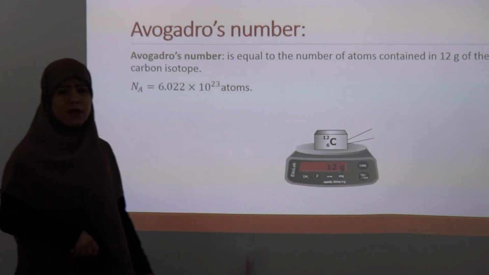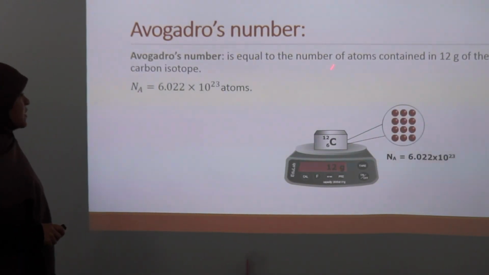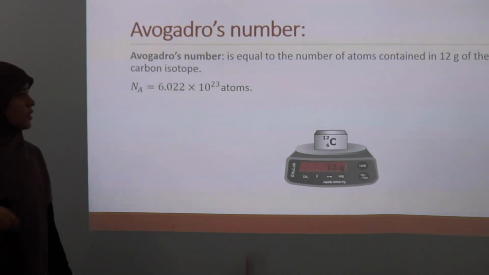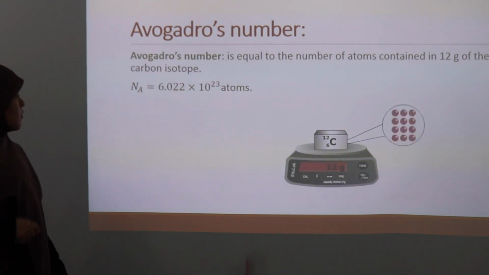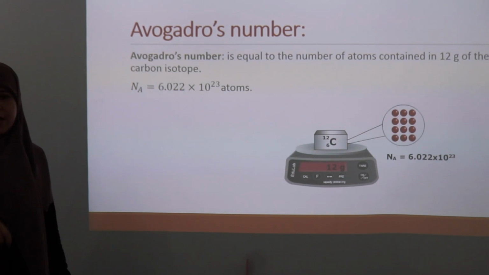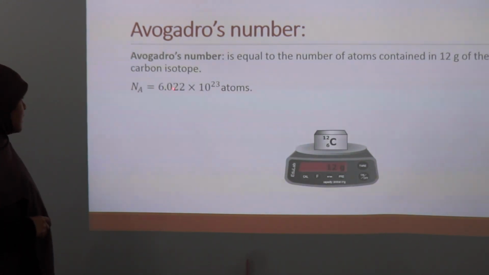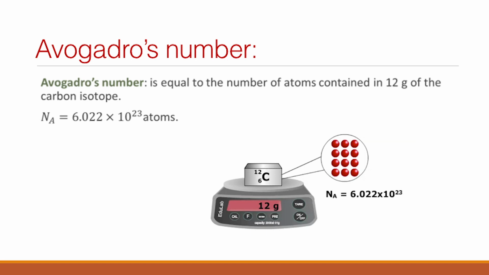Okay, Avogadro's number. Avogadro's number is equal to the number of atoms contained in 12 gram of the isotope of carbon, such that Na equals 6.022 times 10 to the power 23 atoms. That means every 12 gram of carbon contains 6.022 times 10 to the power 23 atoms of carbon.